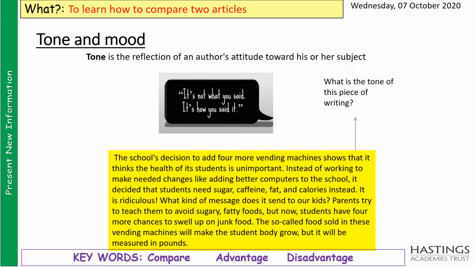The school's decision to add 4 more vending machines shows that it thinks the health of its students is unimportant. Instead of working to make needed changes like adding better computers to the school, it decided that students need sugar, caffeine, fat and calories instead. It's ridiculous. What kind of message does it send to our kids? Parents try to teach them to avoid sugary, fatty foods, but now students have 4 more chances to swell up on junk food. The so-called food sold in these vending machines will make the students' bodies grow, but it will be measured in pounds.